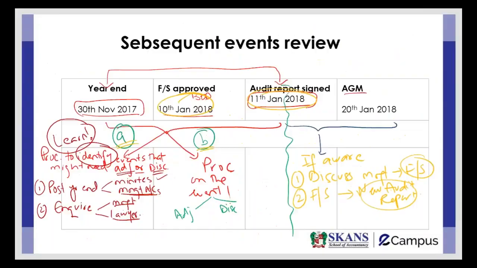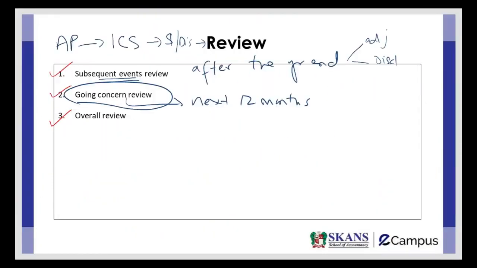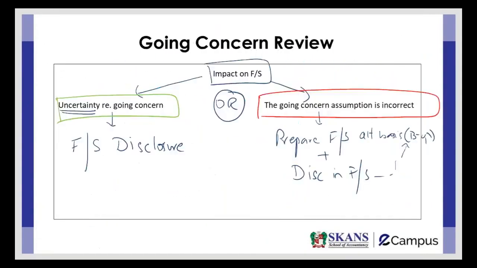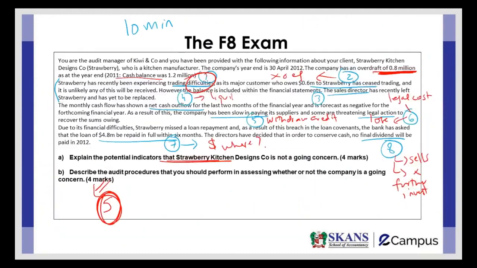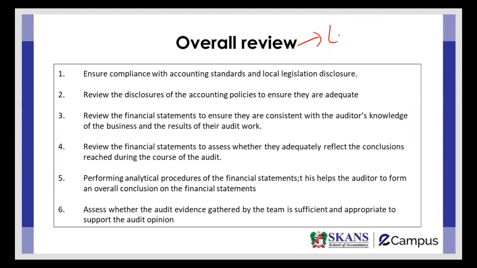We have 3 types of reviews that we have to conduct: the subsequent event review, the going concern review, and the overall review. The best part is that the overall review is not an area which comes up as scenario based. This is something that is primarily tested as a knowledge based question. So if you could all please stop typing, let's go over this. You need to learn what happens at the winding up stage.